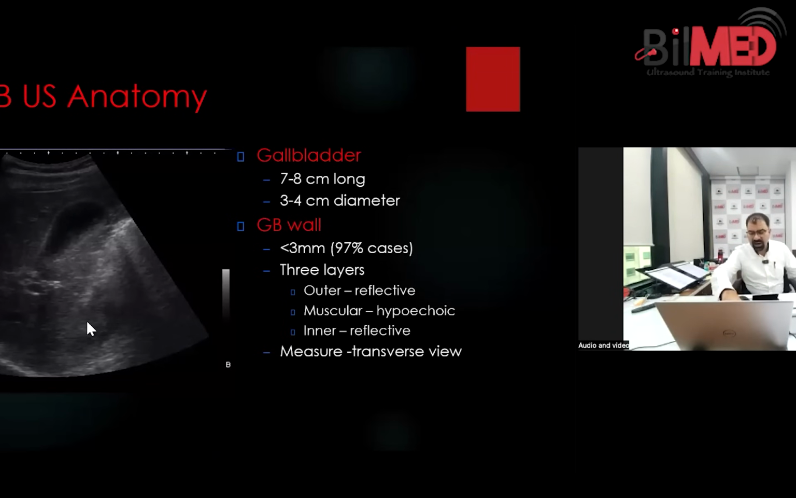And the gallbladder wall has to be less than 3 millimeters. So less than 3 millimeters should be the gallbladder wall. These are the important measurements you have to see. If you are dealing with an overdistended gallbladder, you will have more length and more diameter. And if you have an edematous or an inflamed gallbladder, then you will have more gallbladder wall thickness.